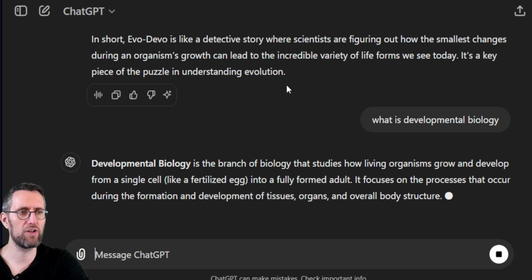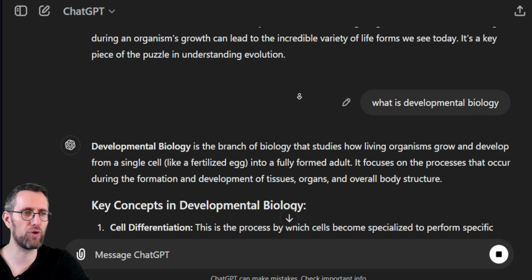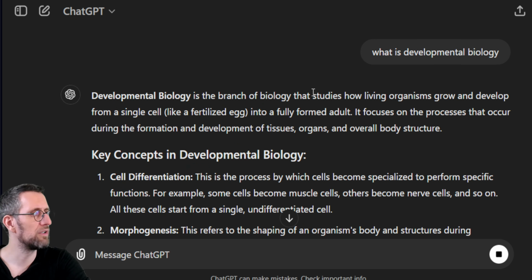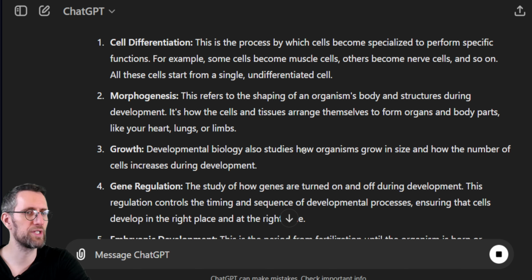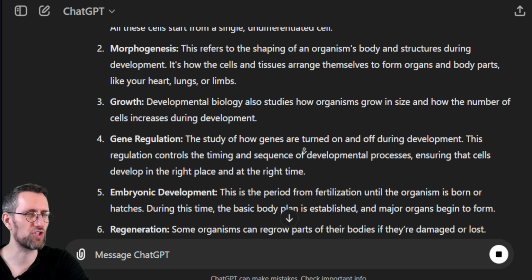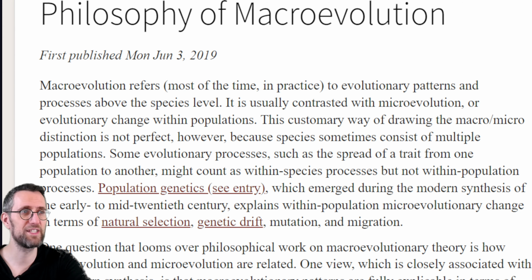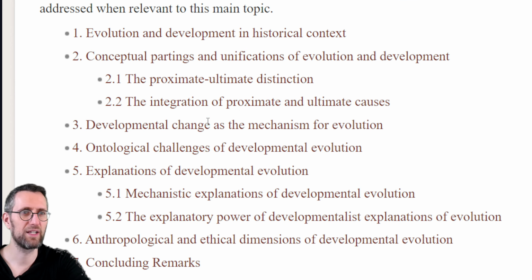It is the branch of biology that studies how living organisms grow and develop from a single cell into a fully formed adult. It focuses on the processes that occur during the formation and development of tissues, organs, and overall body structure. Oh, so it seems this process can also change. Well, yeah, you see, evolution is a very complex issue.